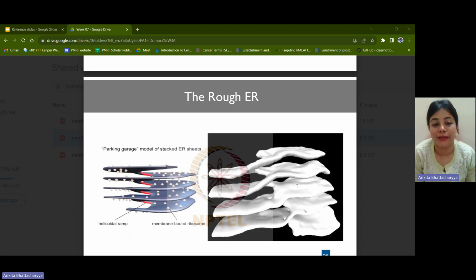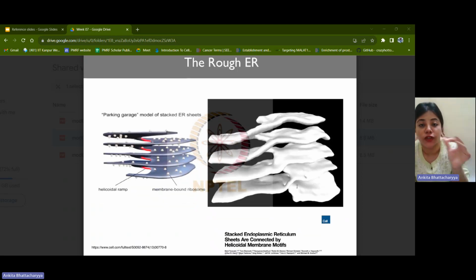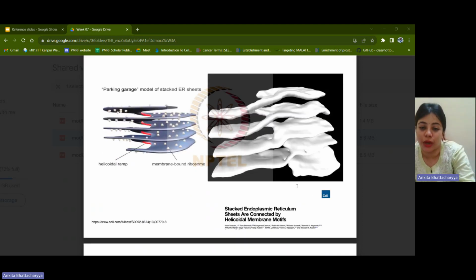So you can see that this is the parking garage model of these stacked ER sheets. And you can see there's a helicoidal ramp. It's just how the structure is described. And there are some ribosomes, because here we talk about smooth and rough endoplasmic reticulum, so it has the membrane-bound ribosomes right in direct contact with it. And this is a 3D space-filling model of the same architecture to show how it looks.